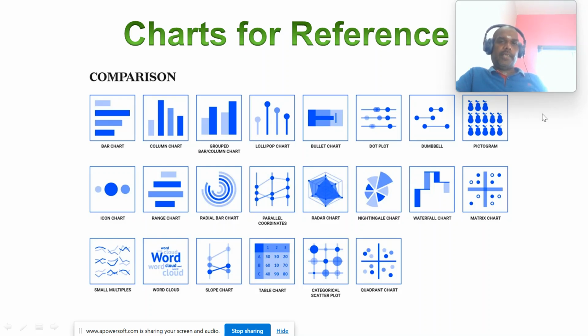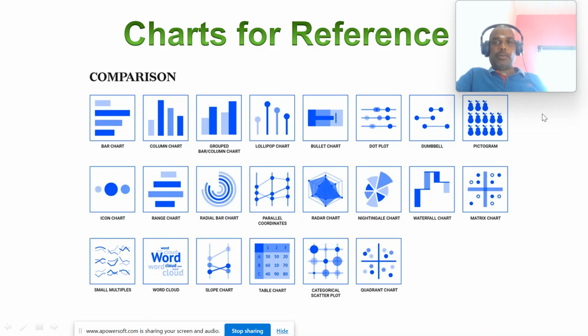When you want to display between the groups, then you need to go with a group column chart or bar chart. And the lollipop chart is what you can use if you want to show two patterns, the height and the dot. On top of the dot, you can display some value. On the height, you can show some value. You can display the two variables here in the lollipop chart.